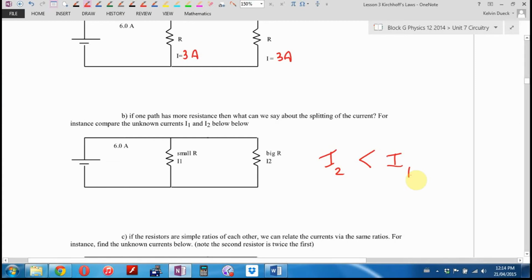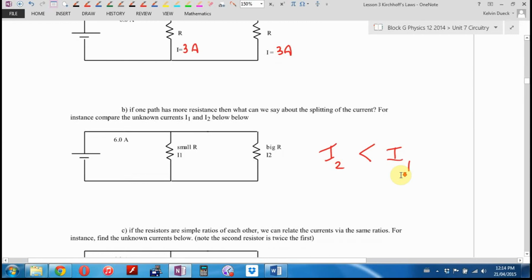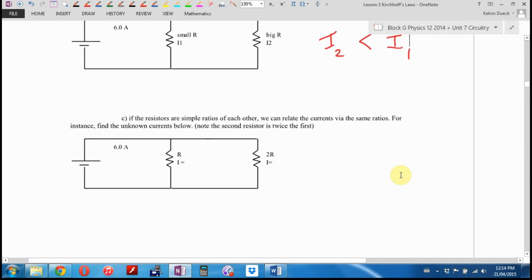In fact, you can even be more specific. If you happen to know that the resistors are simple ratios of each other, you can relate the currents via the same ratios. Say what? Here's R, this is 2R. This resistor is twice as big as this one. That means this current is going to be half as big as this one. How can you break 6 amps up so that this current is half the size of this current? Mark.